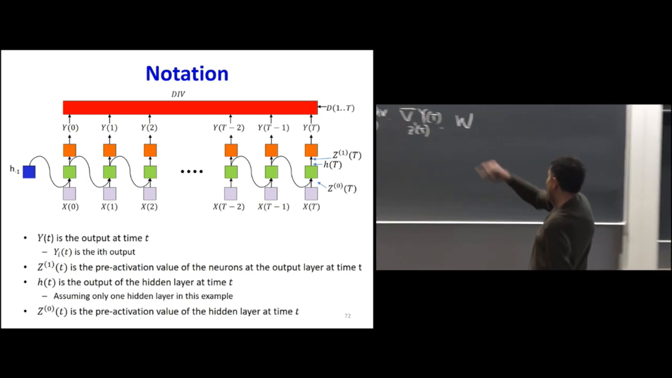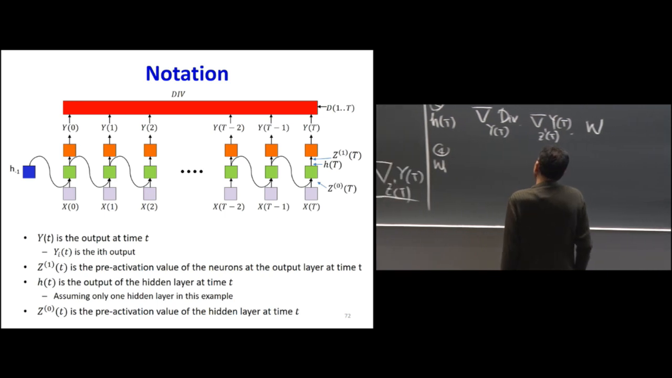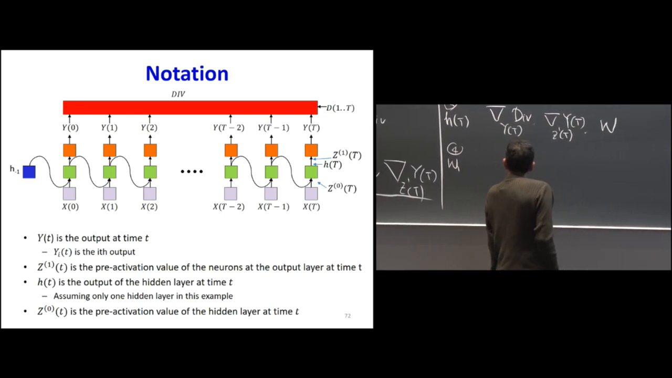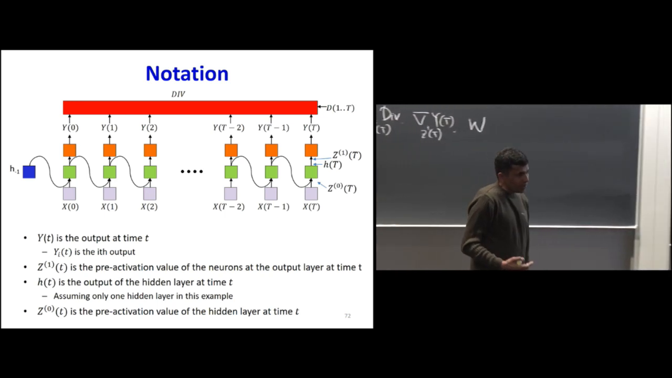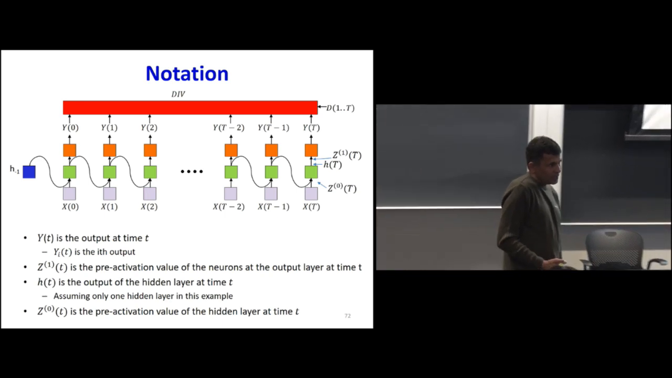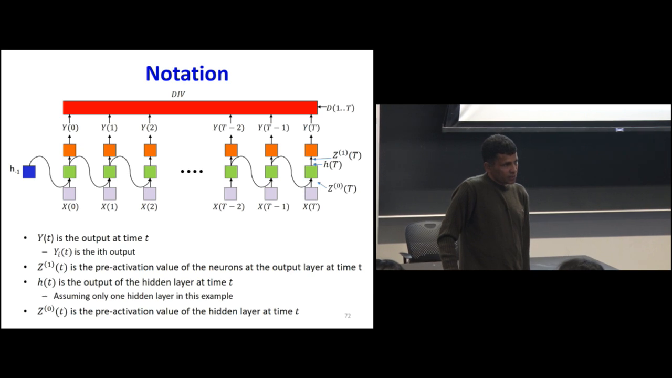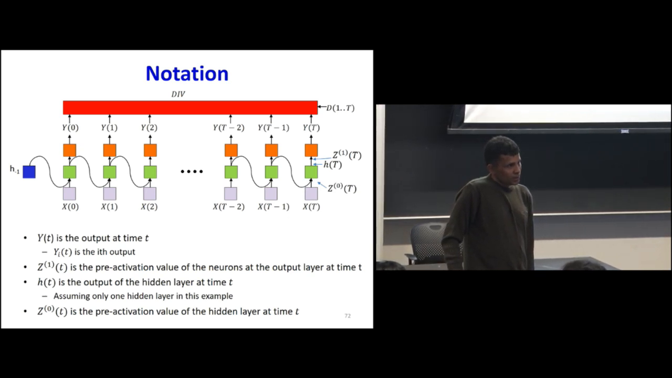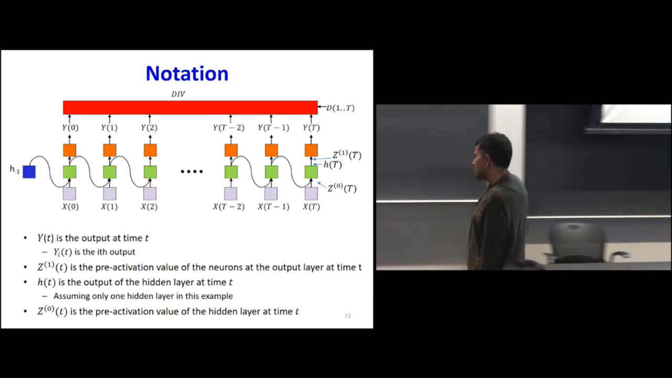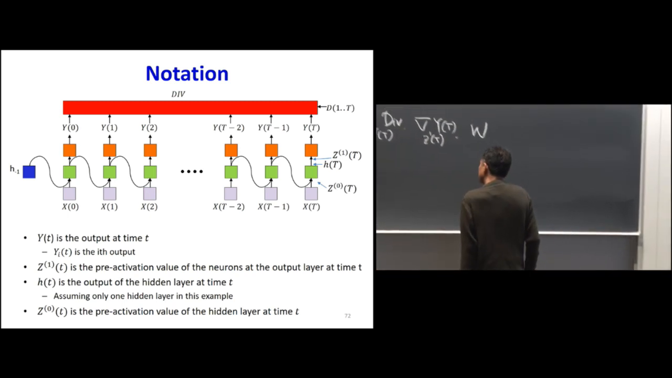Look up there. So if I have y equals w times x, then the derivative of the divergence, which is a function of y, with respect to w is going to be x times the derivative of the divergence with respect to y, right? So now, given this, what would this derivative be just in that first column?